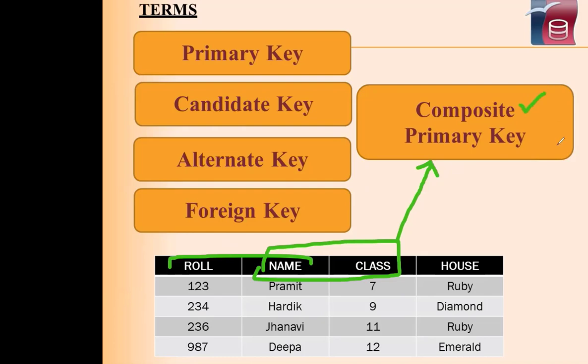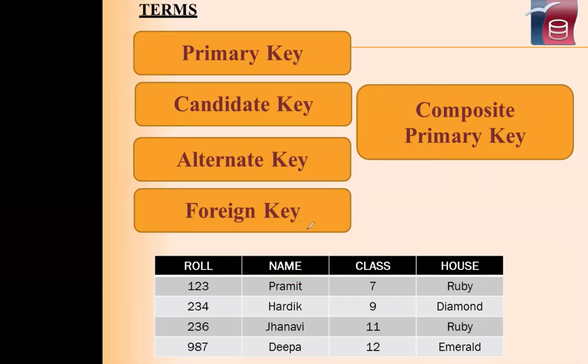When the primary key is made up of more than one field, that is called a composite primary key. Then we have the concept of foreign key. Now, foreign key is something which is used for maintaining the relational integrity.